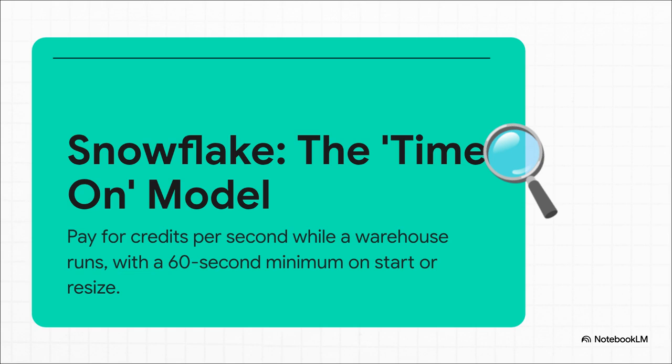With their time-on model, you're paying for compute credits per second, but, and this is the important part, only when a warehouse is actually running. The catch? There's a 60-second minimum. So every single time you fire up a warehouse, you're paying for at least a full minute. This makes it amazing for those really spiky workloads, because when it's off, it costs you zip.